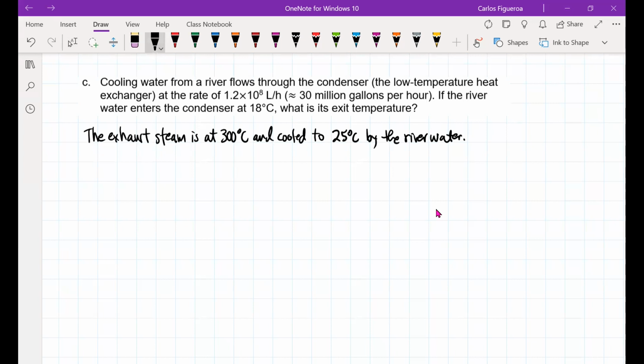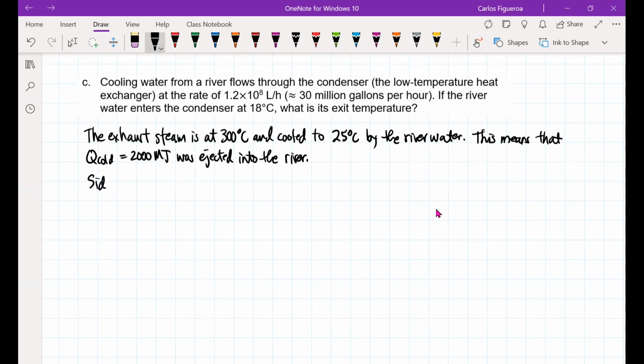So when you think about this out loud, this means that Q cold, which is 2,000 megajoules, was ejected into the river, right? Because that's the cold reservoir.